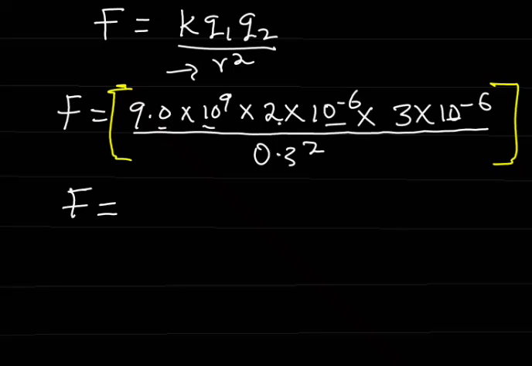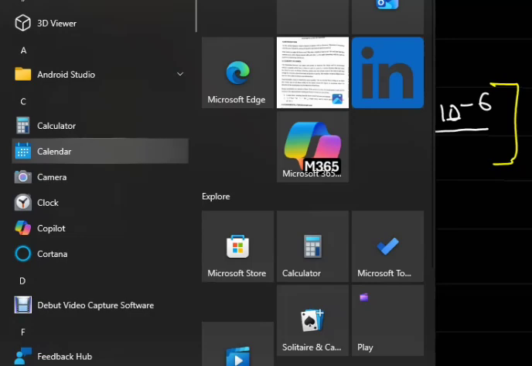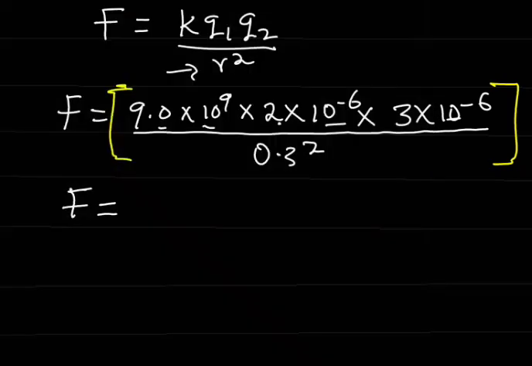Let me get a calculator. As I said, I deal with the numbers. 9 times 2 times 3, of course, that's 54. Then divided by 0.3 squared, that should give me 0.09 if I'm not mistaken. Yes, that should be 0.09. So 54 divided by 0.09 is 600. So this is 600.